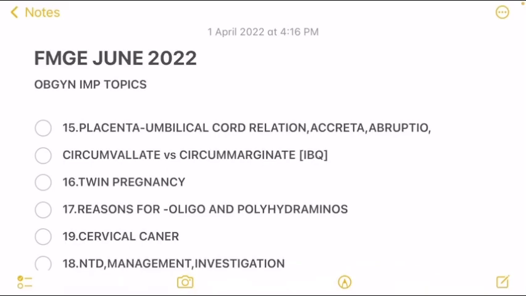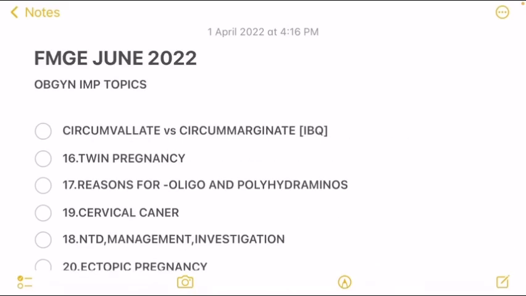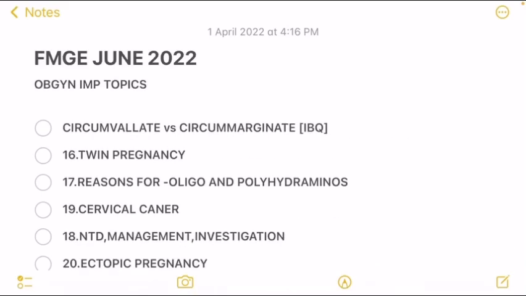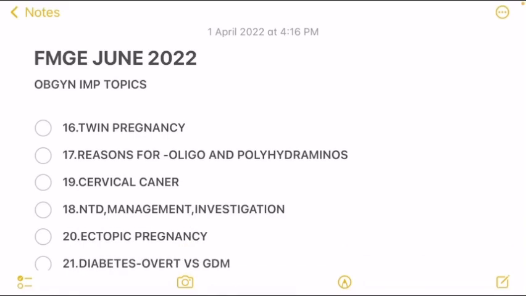Then circumvallate versus circummarginate is also very important. They often ask image-based questions on it. Twin pregnancy is also very important. It is a small topic, but it's a very important topic.